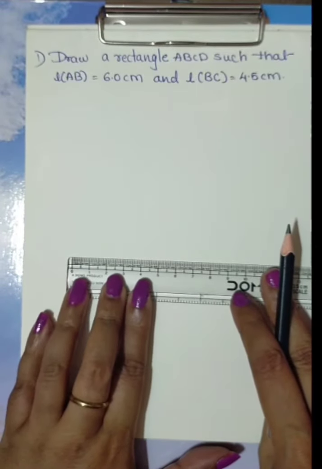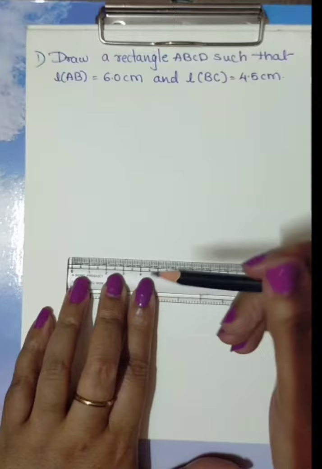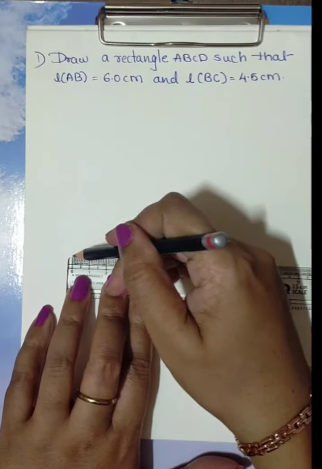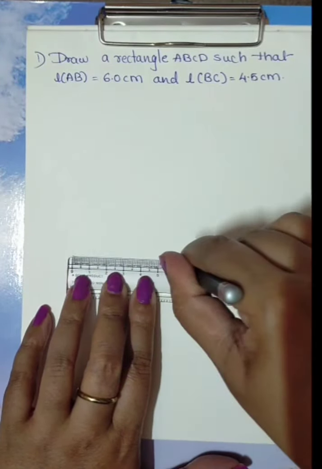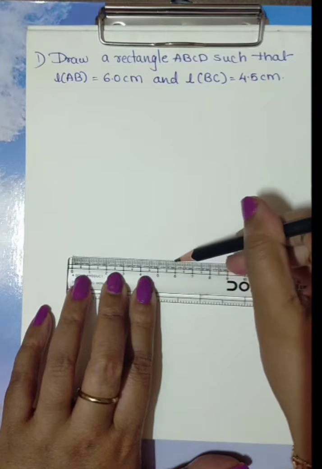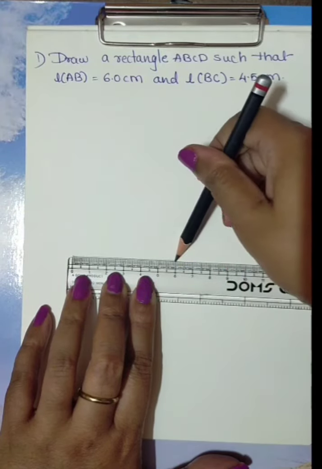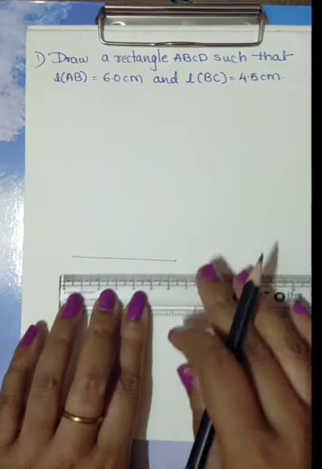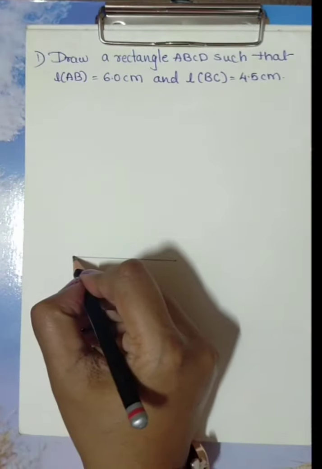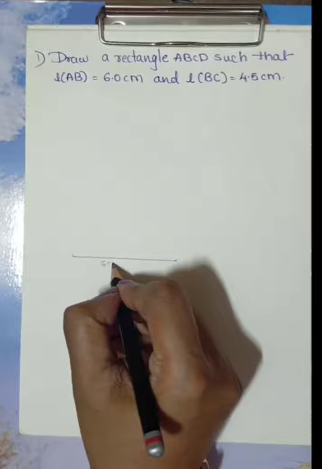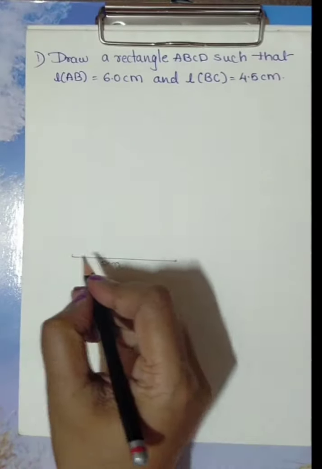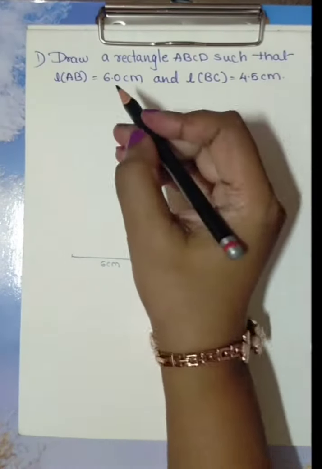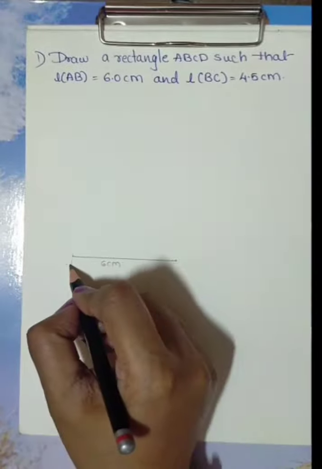Now I am not going to draw any rough diagram, directly we are doing. So from here to here. Okay, I hope it is visible. 6 centimeter. Okay, this is our 6 centimeter. What is given? That is AB.